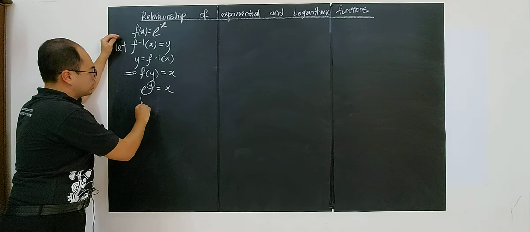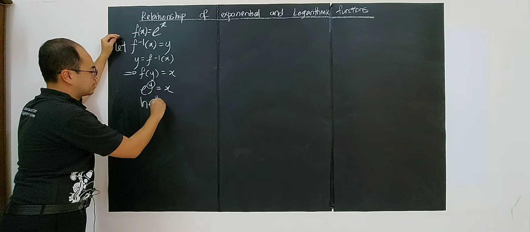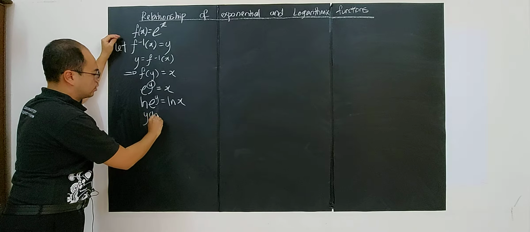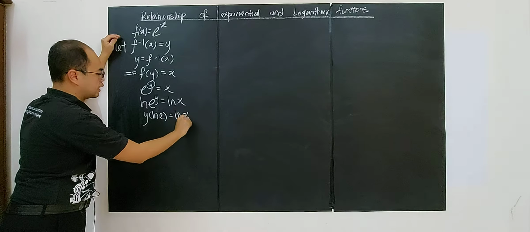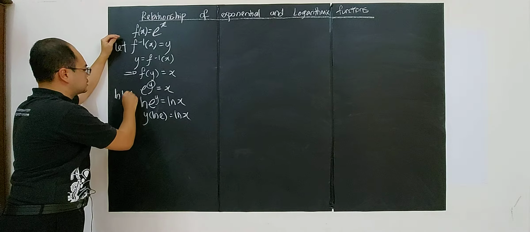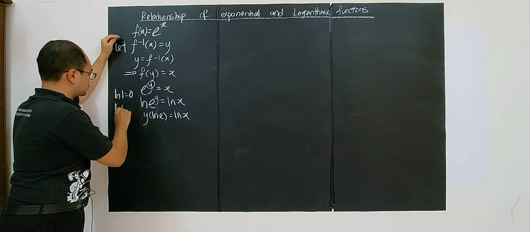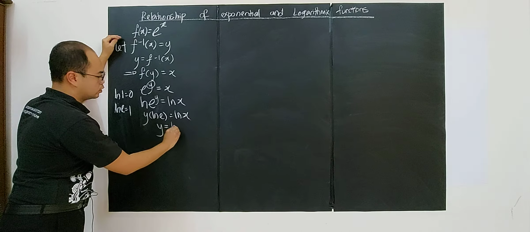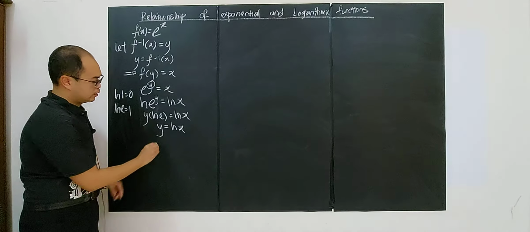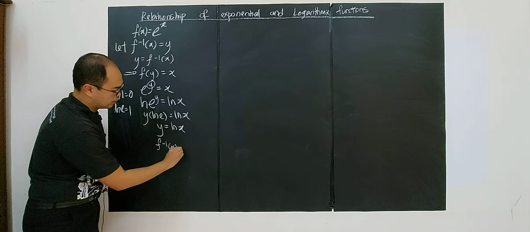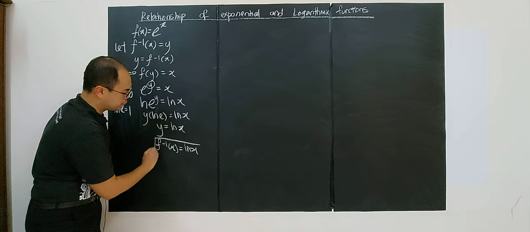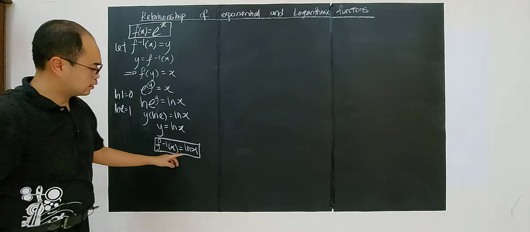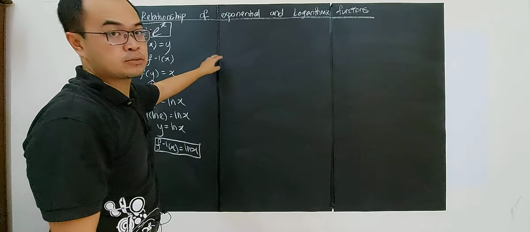The only way we do it is by putting ln on both sides, right? Then you have ln e to the power y equals ln x. You know that ln 1 will be 0 and ln e will be equal to 1, right? So then you have ln e is 1, which gives y equals ln x. So what is y? y is the inverse of f(x), which is ln x. Now you can see that the inverse of an exponential function will be the logarithmic function. So this is the first relationship here.